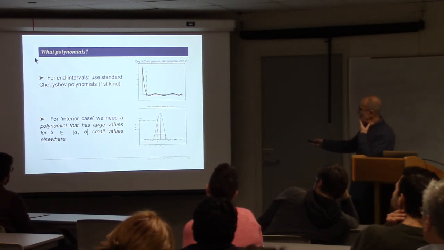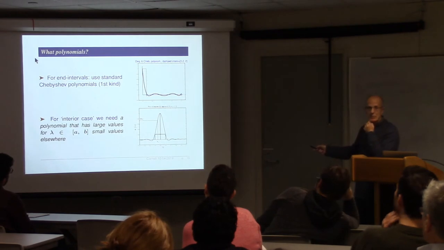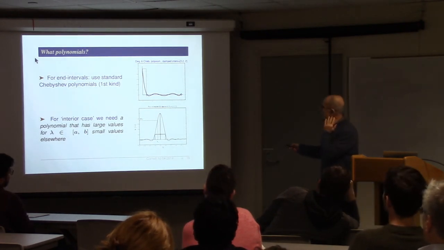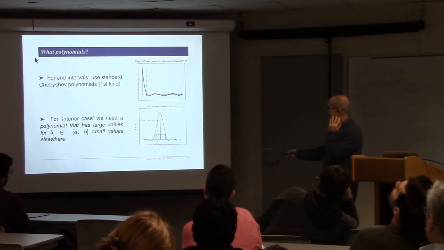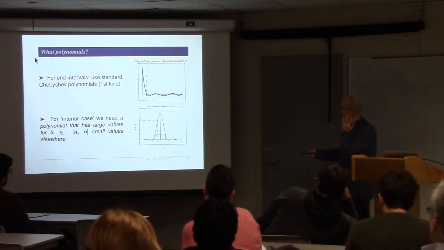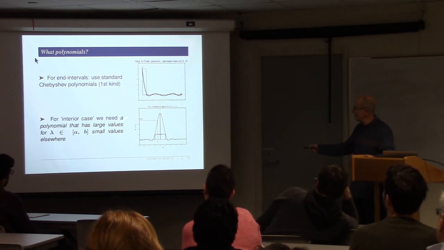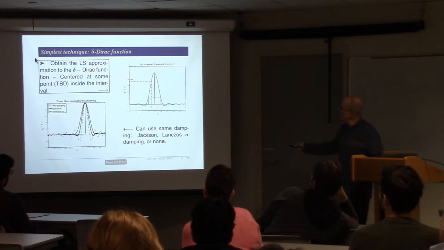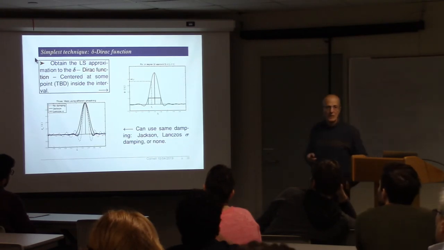What kind of polynomials would you use? On one end of the spectrum, whether it's larger or smaller, you just take the Chebyshev. There's no better choice in this case. It's simple. For the interior case, we tried a lot of different things, and we decided in the end to go with the Dirac approximation, the Dirac function.